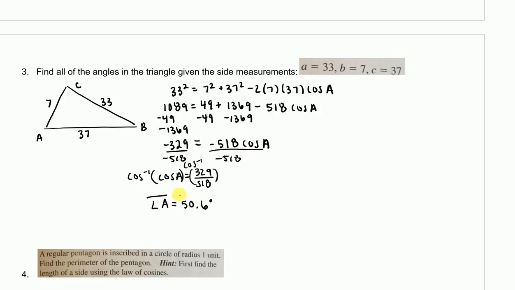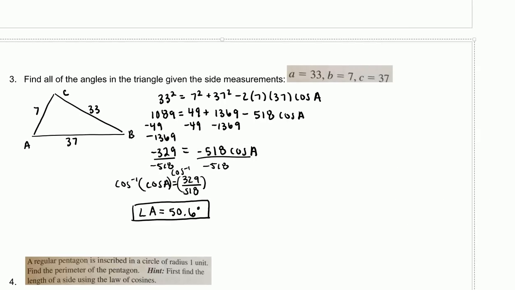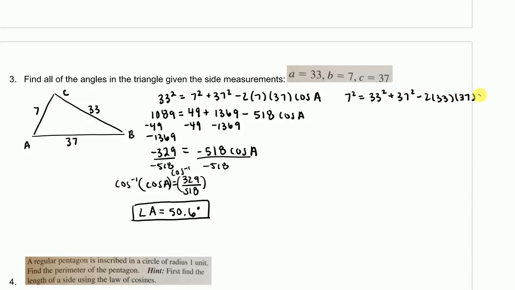Make sure when you're doing this that you are in degrees when your angles are given in degrees. If your angles are given in radians, you would want to make sure that you're in radians. So we found one angle, 50.6 degrees for angle A. Now we're going to do the same thing, but we need to find another angle. You could find B or C next. I'll say let's find B next. So we have 7 squared equals 33 squared plus 37 squared minus 2 times 33 times 37 times the cosine of angle B.